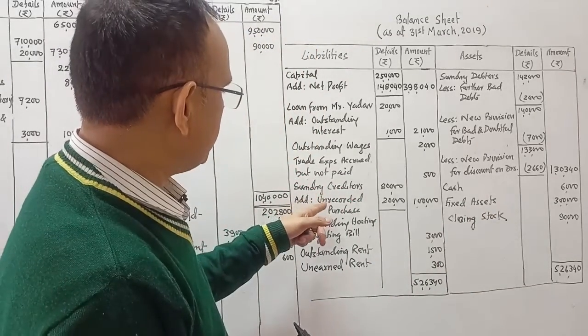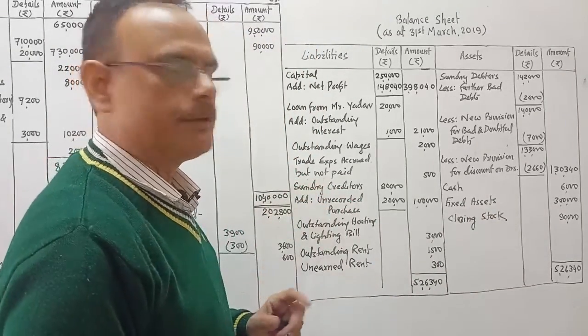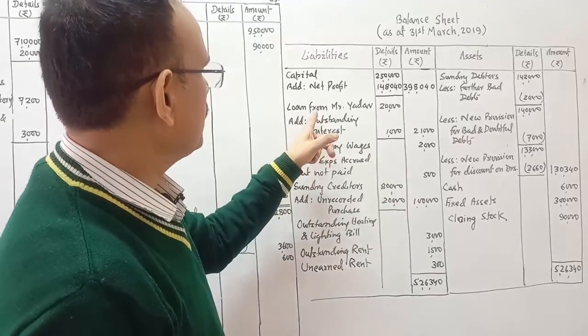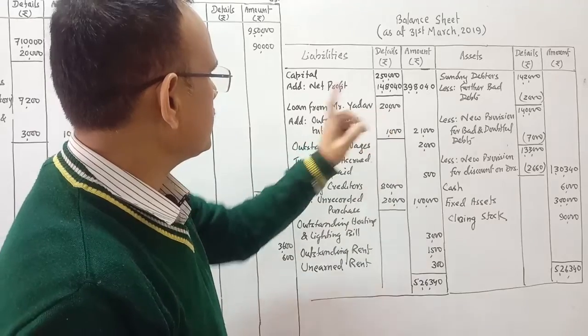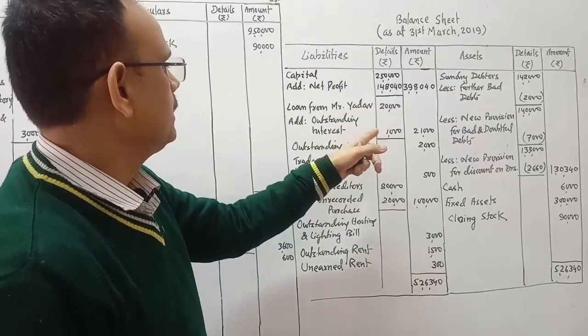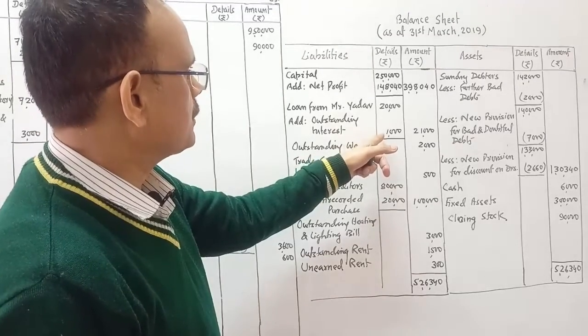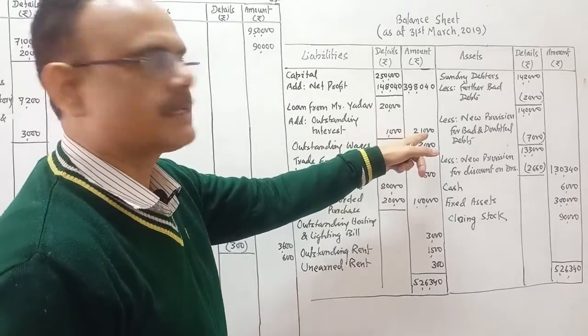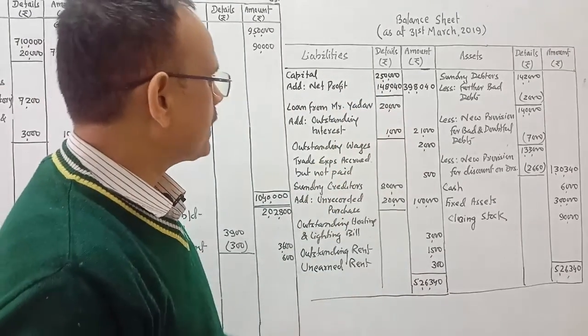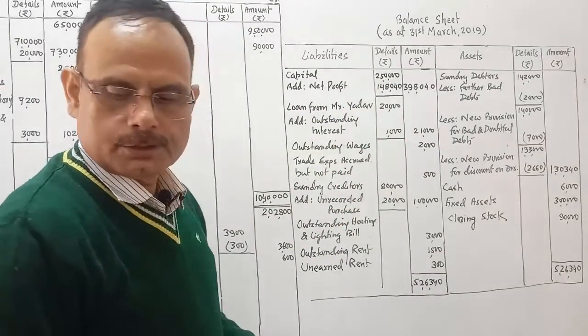In creditors I have added the unrecorded purchase which is given in the adjustment. So total creditors is 1 lakh. Here loan from Mr. Yadav was 20,000 and outstanding interest, which we have calculated already in the working note, 1,000. So total loan is 21,000 including outstanding interest. Profit is added to the capital. Okay, so is it clear?